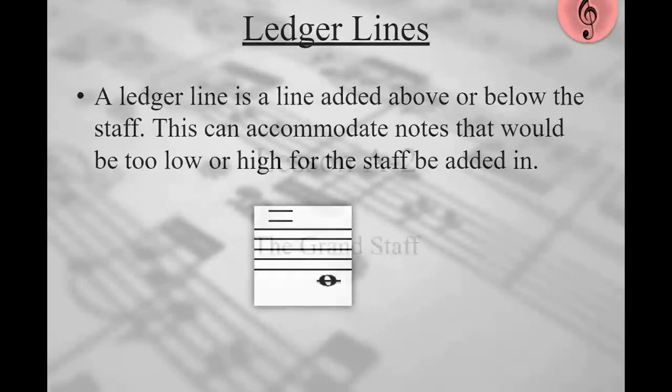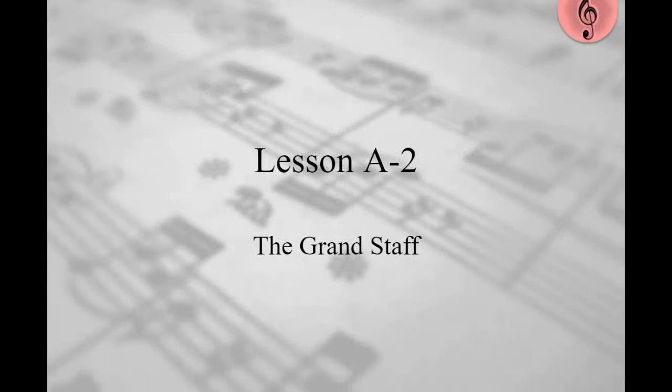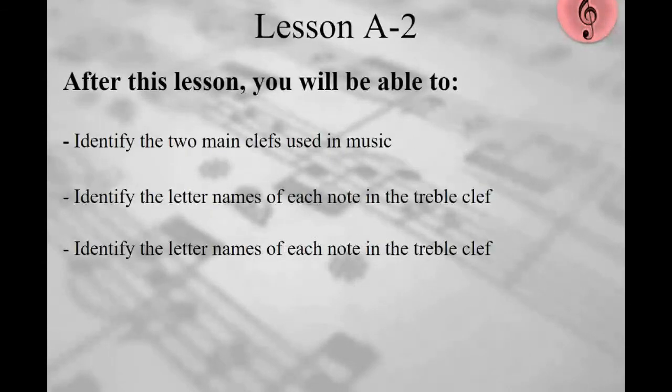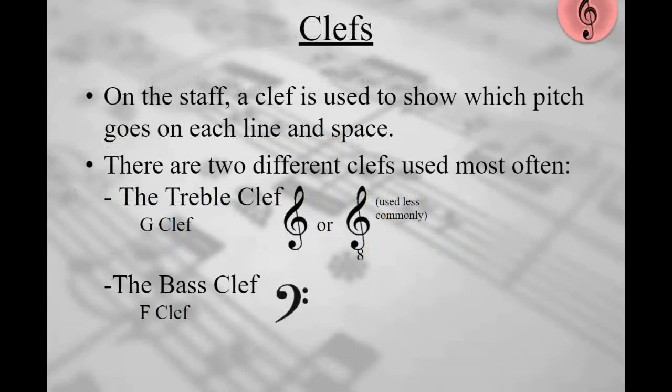So now that we understand that, let's talk about the grand staff and start adding on our letter names. So there are 2 main clefs that we use, and a clef is used to show which pitch goes on each line and space. So those 2 clefs we use are the treble clef, or the G clef, and the bass clef, or the F clef. Depending on which instrument you play or which voice part you sing, you're only going to be using one or the other of these.